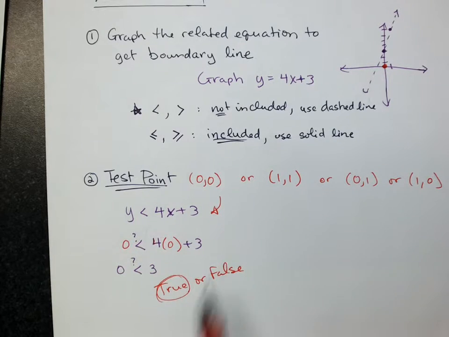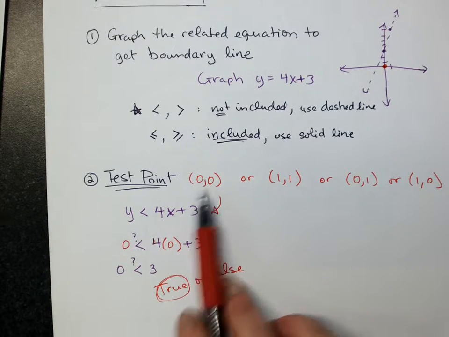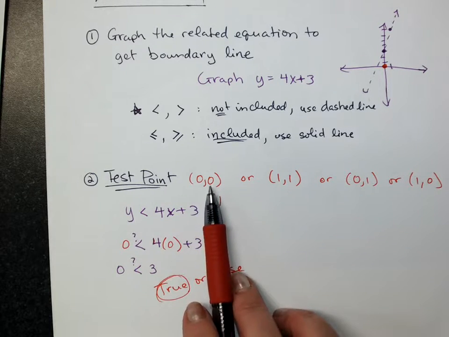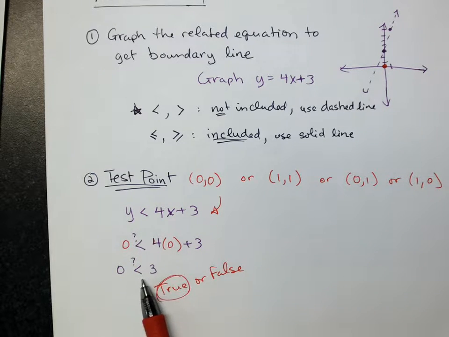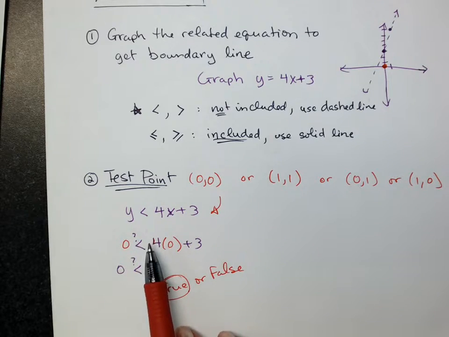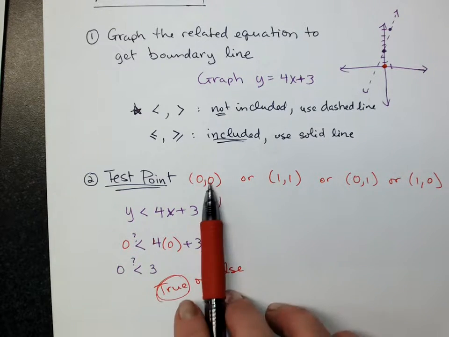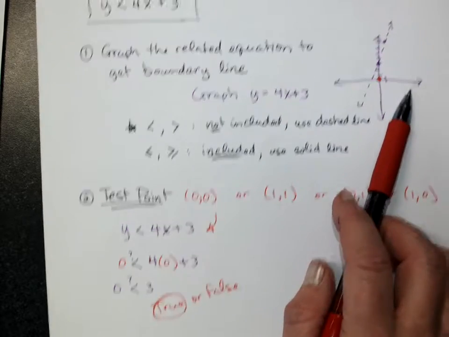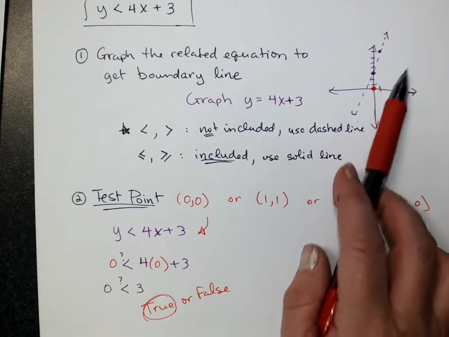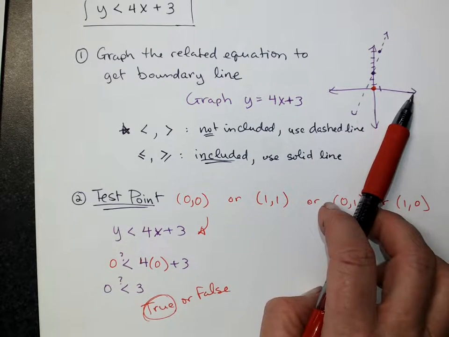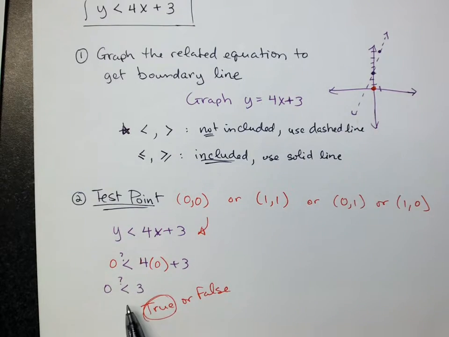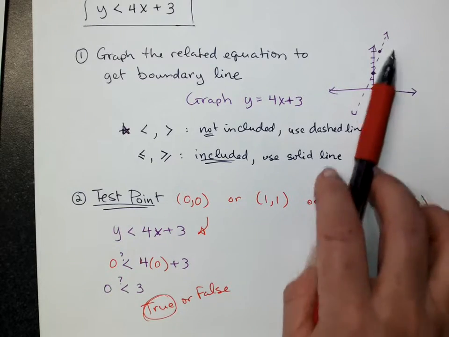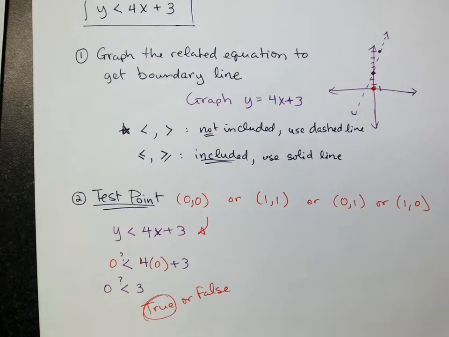So when you enter this point, or any point you want to enter, and you simplify and you get a true statement, that means that point is part of your solution. If you got a false statement, then that point would not be part of your solution. And you don't have to test infinite points. If this point is part of your solution, then everything on this side is part of your solution. If this point was not part of your solution, then nothing on that side would be part of your solution. You'd shade the other side.